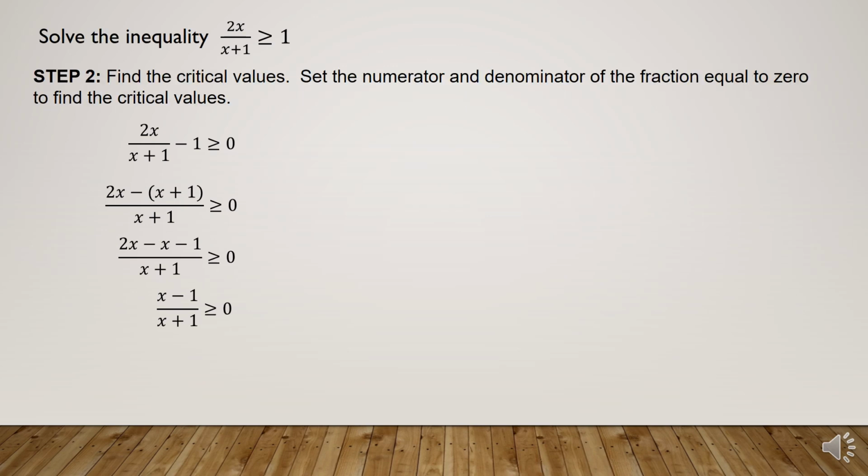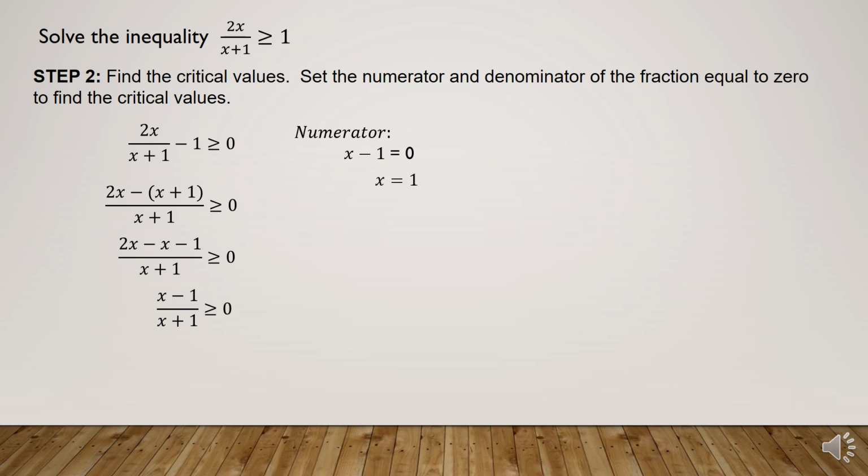Step number 2. Find the critical values. Set the numerator and denominator of the fraction equal to 0 to find the critical values. Since the numerator is x minus 1, we will equate this to 0, then find the value of x. The value of x that will satisfy the given equation is x is equal to 1.